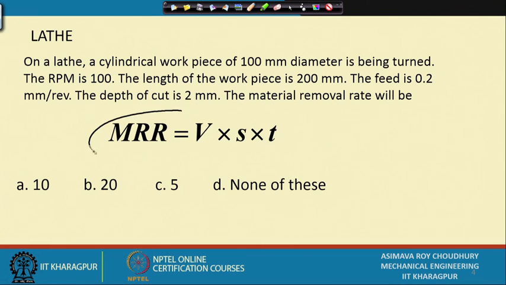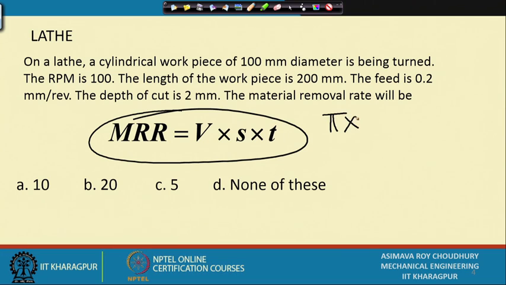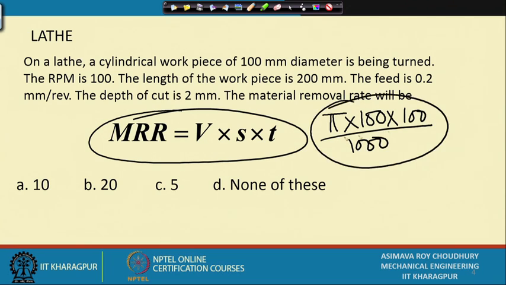Material removal rate is given by this expression: cutting velocity into feed into depth of cut. So, is the cutting velocity given? Yes, cutting velocity is given because we can find it out: pi into d into n by 1000. D is given, 100. That will give us V. So, V is known, feed is known, depth of cut is known. So, we can easily find it out. I am not working this out, I am sure you will be able to work this out.